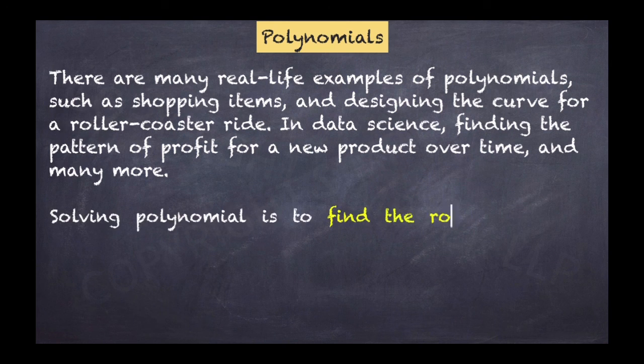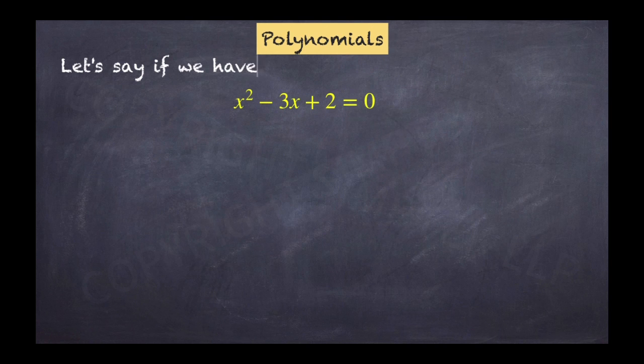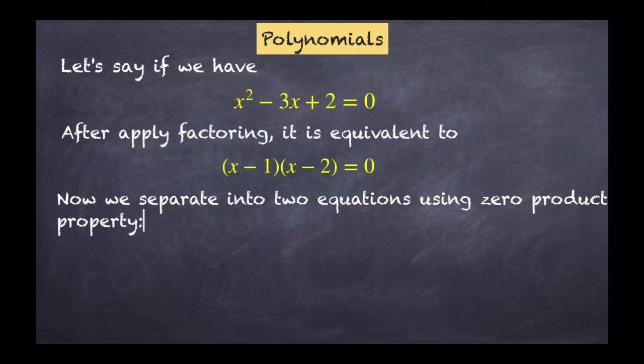Solving a polynomial is to find the roots where the function equals 0. Let's say we have a polynomial of the form. After applying factoring, it is equivalent to. Now we separate into two equations using the zero product property.